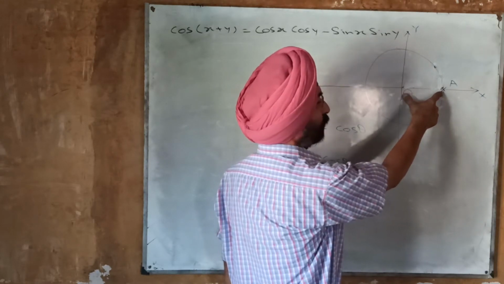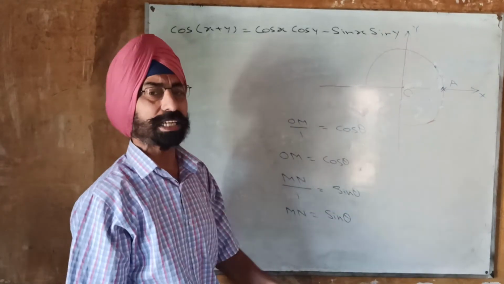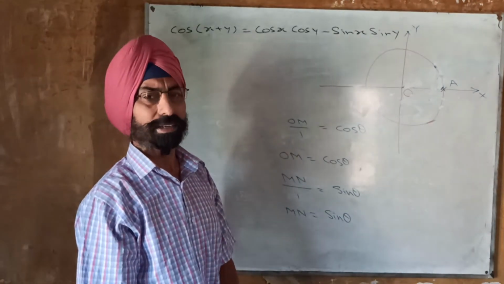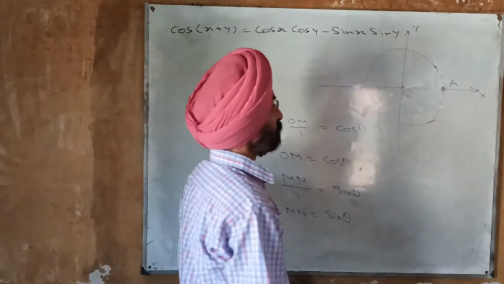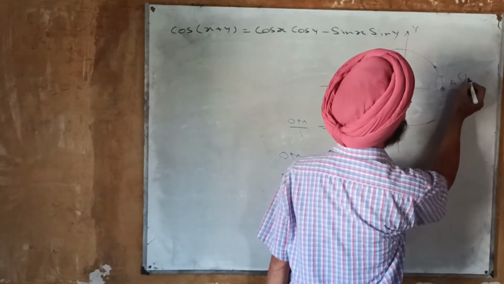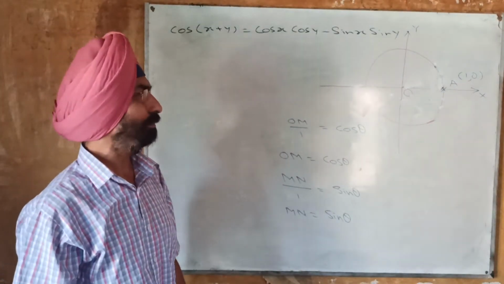And distance of the point from the origin is OA. But OA is also the radius of the circle, and the radius of the circle is 1. So your x-coordinate is 1 and y-coordinate is 0. So the coordinates of the point A are 1 and 0. These are the coordinates of the point A.